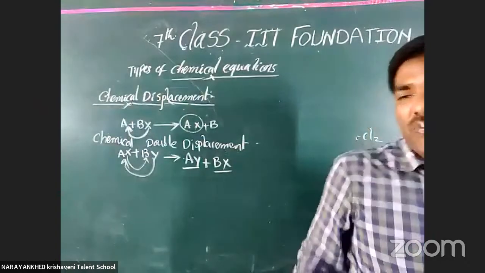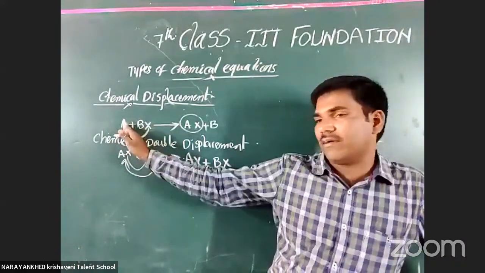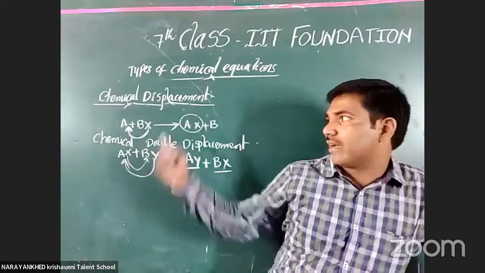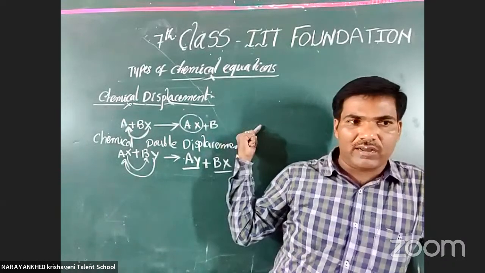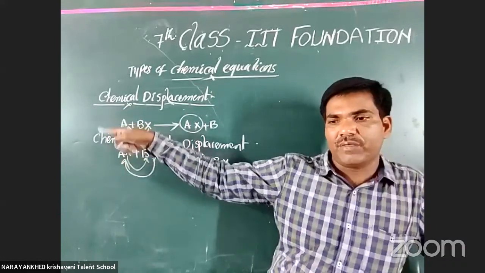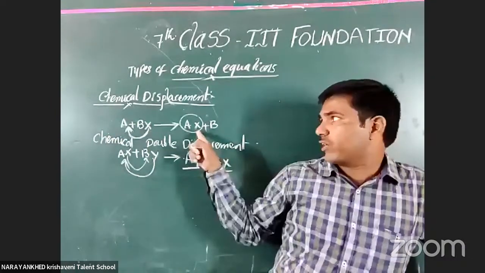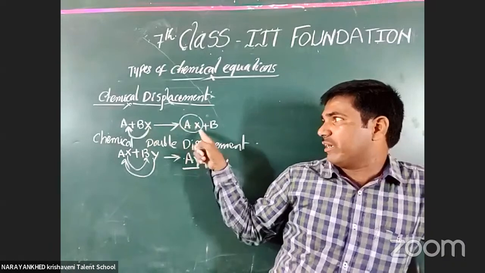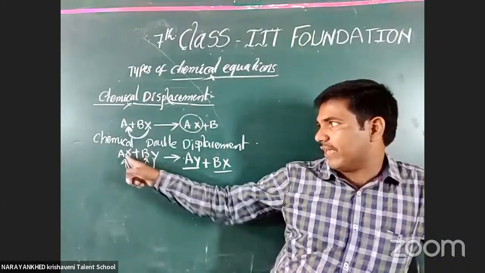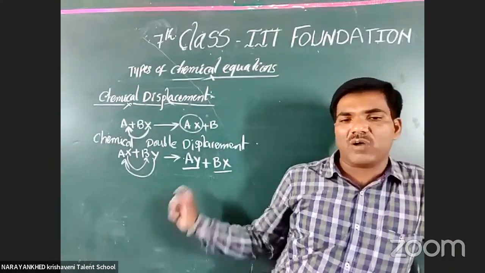How is the displacement shown? All the students know very well, I have given this information: there is an arrow mark. The left side of the arrow mark is called reactants. These are called products. The tail of the arrow mark contains reactants; the head of the arrow mark contains products. On the product side, after the displacement, there is an element that looks like AX and this element looks like B. This is AX plus BY, and it will become AY plus BX. Got it or not? Yes, that is called double displacement.